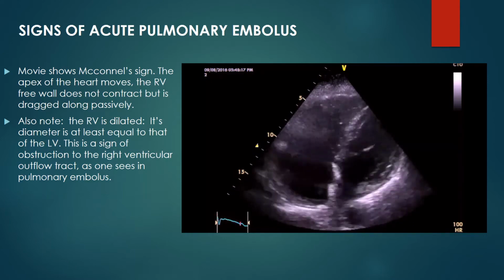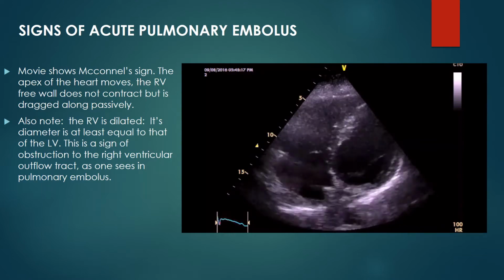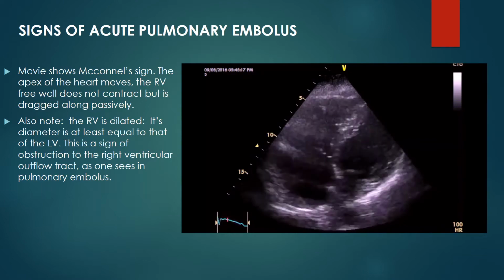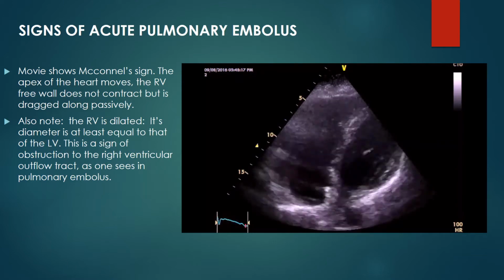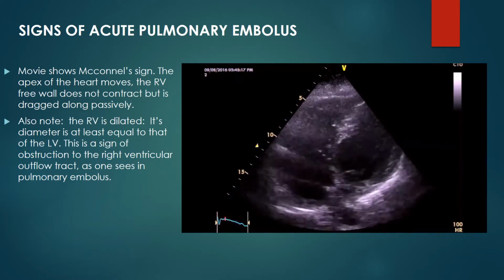This sign, the moving apex dragging the RV, is called McConnell's sign. It is not specific to pulmonary embolus. It can also occur in right ventricular infarction. However, it is a red flag that something is really wrong.